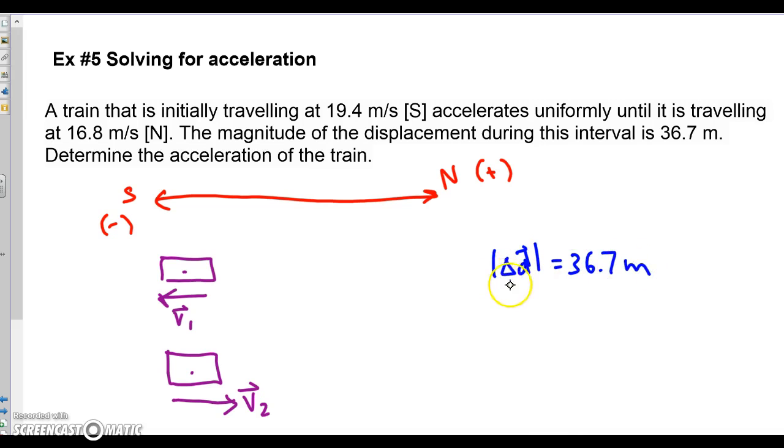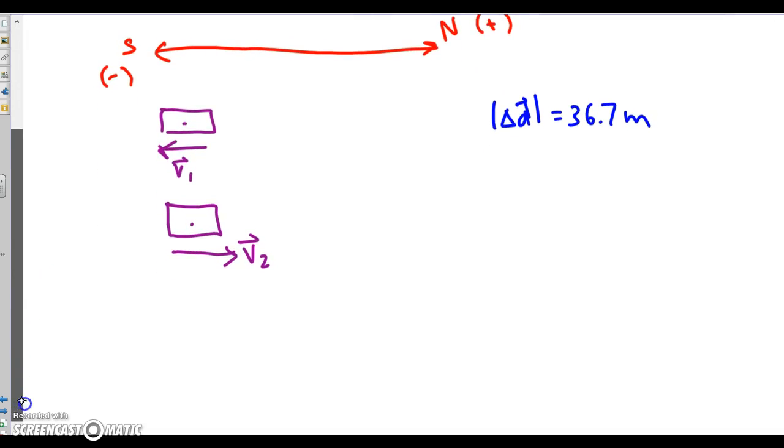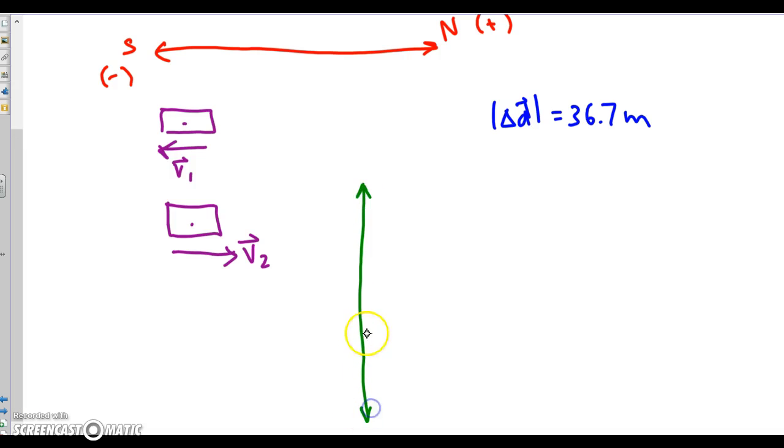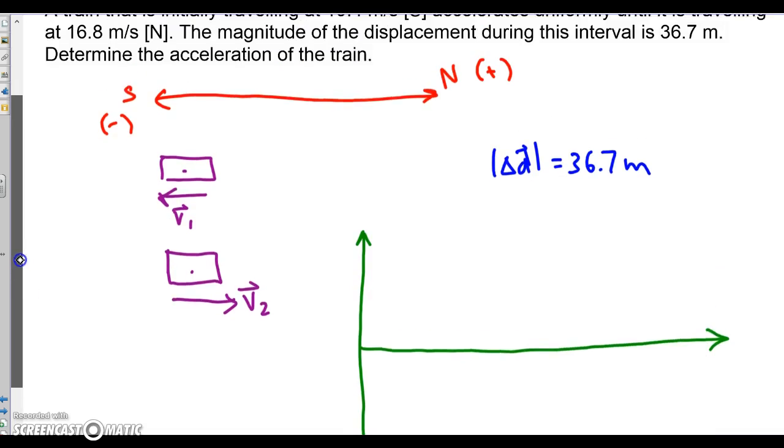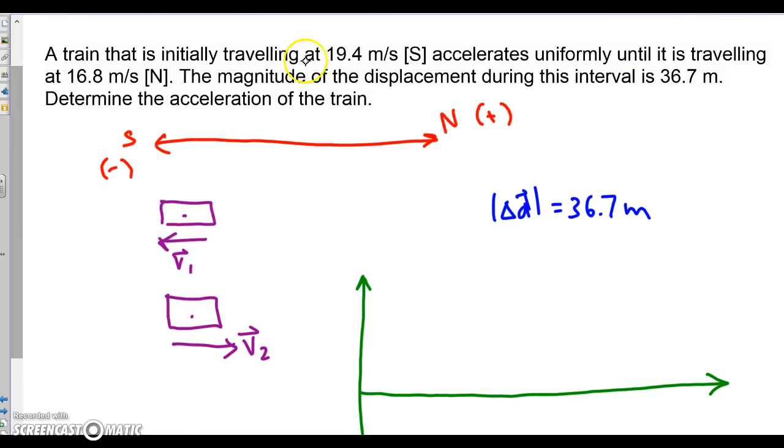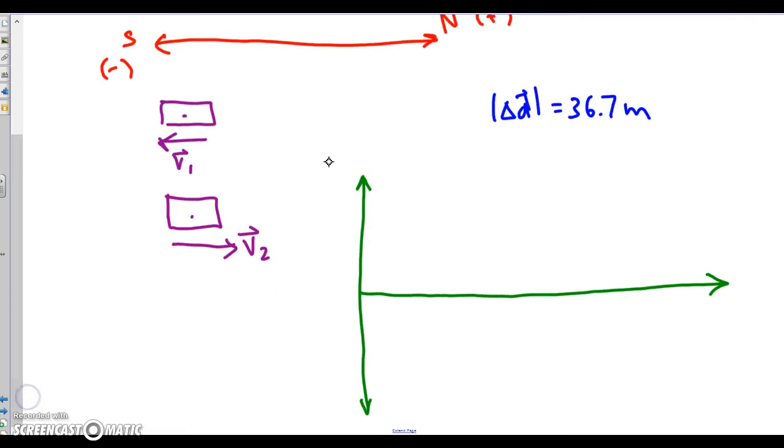But before we choose a kinematics equation and try to substitute in any variables that we know, we're going to need to figure out what the direction of the overall displacement is. And here's one way to visualize that. We can go back to looking at a velocity time graph, since we're only really told information about the velocity at our 2 points. Initially, we're told that the train is traveling at 19.4 meters per second south.